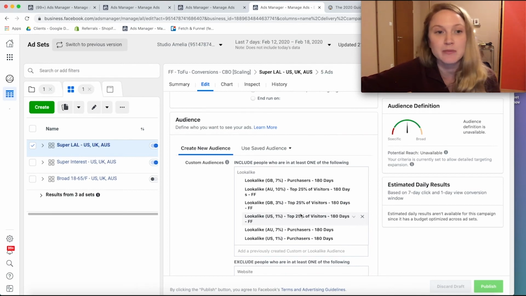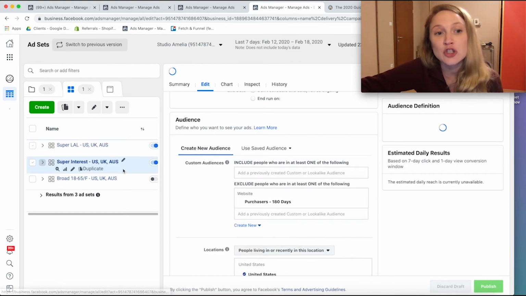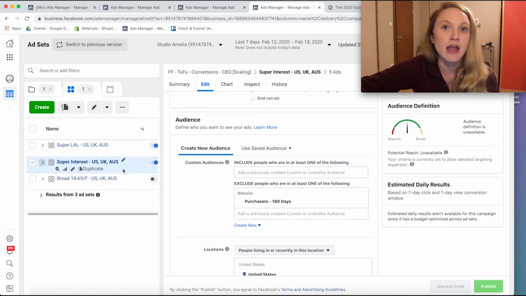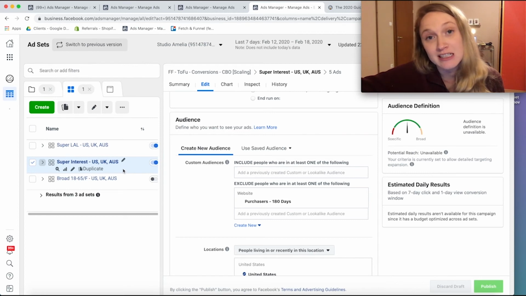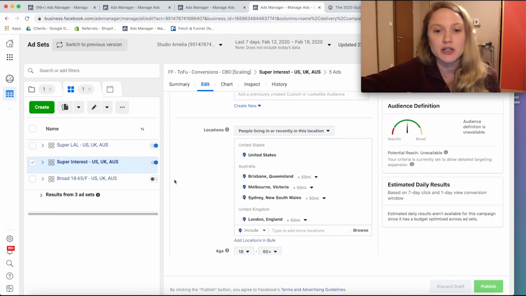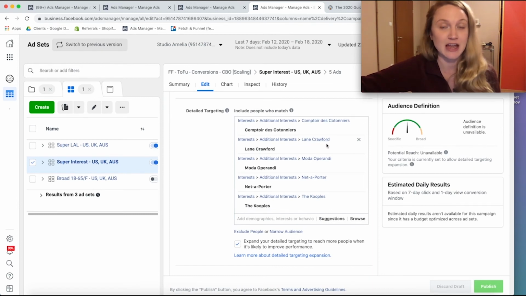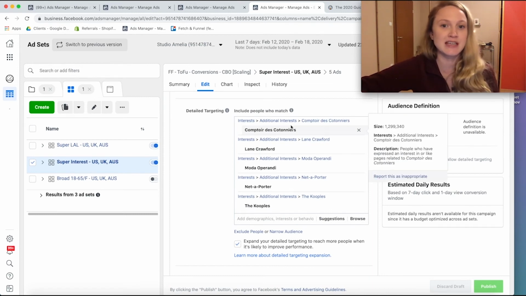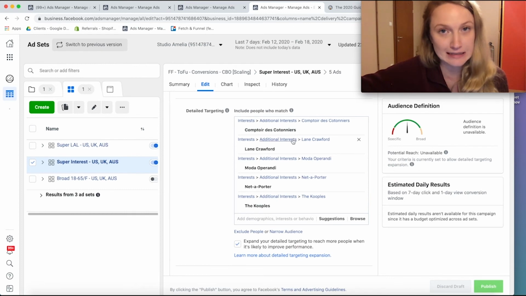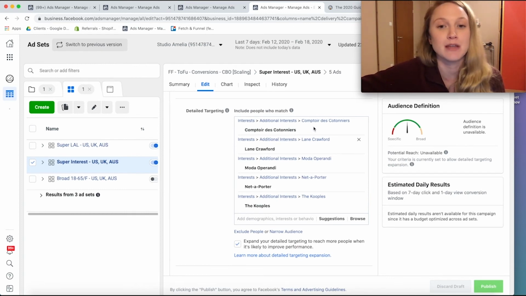So we put them into one campaign, and the same thing for the super interest. So as you might guess, we have a super lookalike, put all the best performing lookalikes in there. For a super interest, you are putting in all the best interests that you have tested before. So again, I have tested all these, they are the best, and I put them into one ad set.